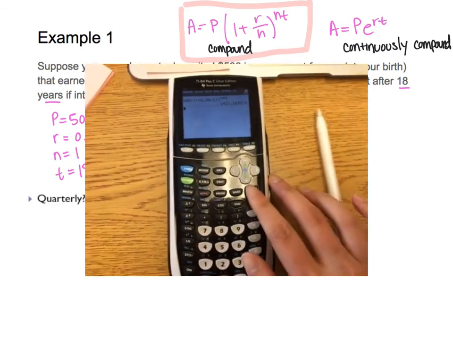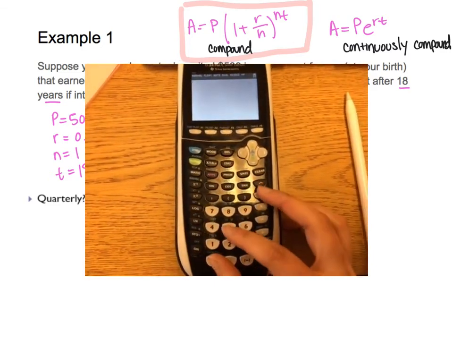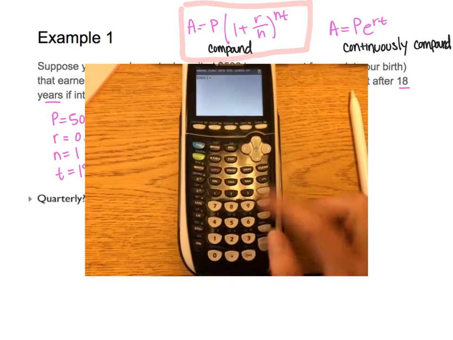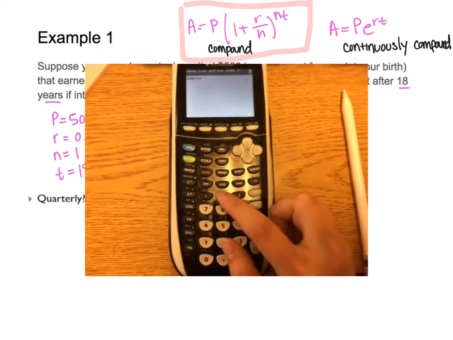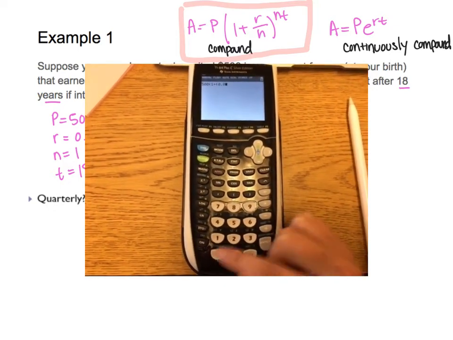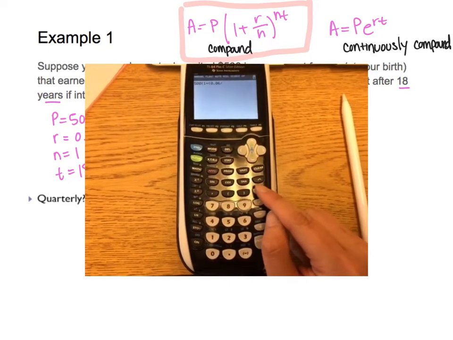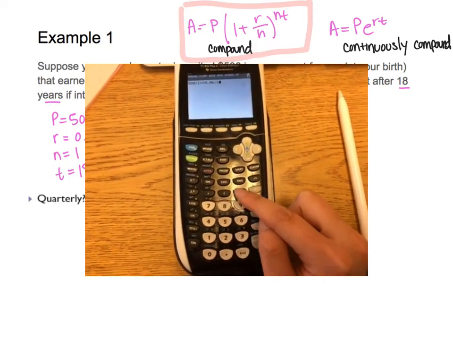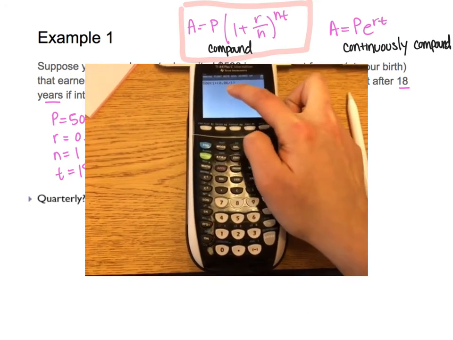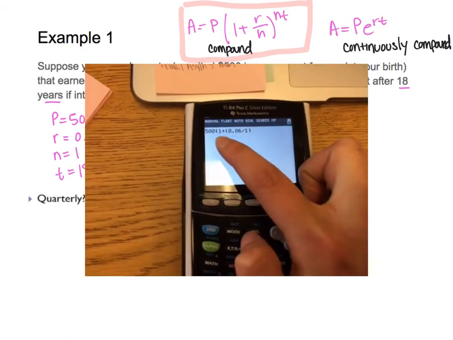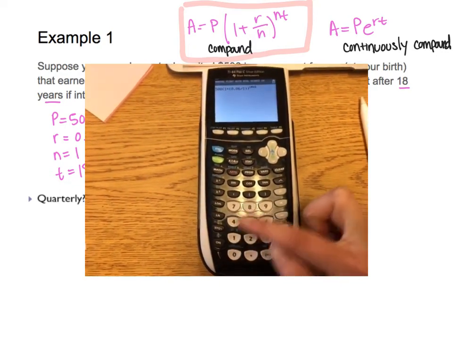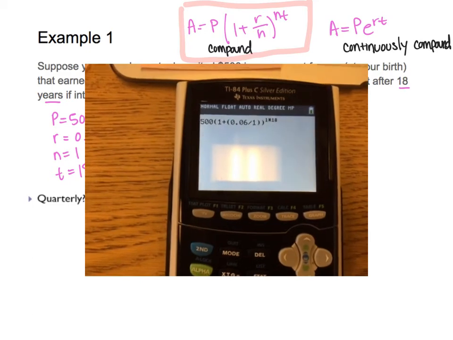So what I'm going to do here is clear this out, and type in the function that I have written out. So it was 500 parentheses 1 plus the fraction. When you want to type in the fraction, you want to use parentheses. So 0.06, and I'm going to use a division sign to show that it's a fraction, over 1. And I'm going to close that parentheses. Notice that this parentheses only closed the fraction, so you still want to close that parentheses there. So I'm going to use an extra parentheses, and I'm going to raise it to the 1 times 18. And that's what I have so far.